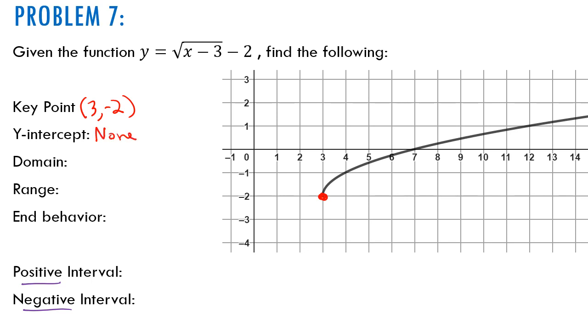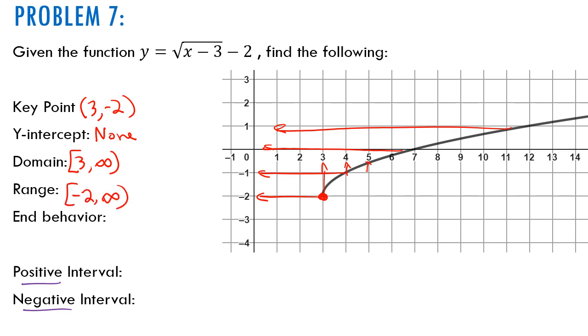Our domain, once again, is starting at 3, and it's using 4, 5, and so on. So we're going to say from 3 to infinity. Our range, our lowest y value is at -2, then we have -1, then we have 0, 1, and so on. So our range is going to be from -2 to infinity. We've talked about end behavior a few times. I'm just going to skip that one. Let's talk about the new stuff.